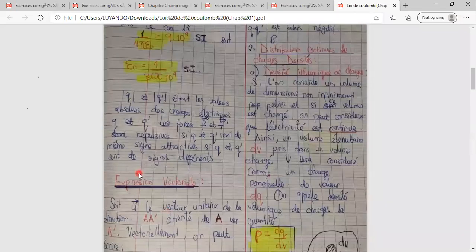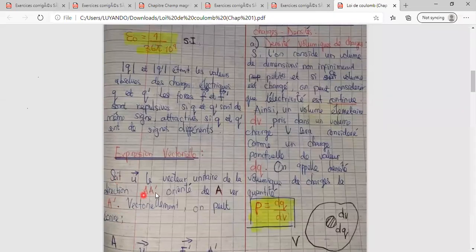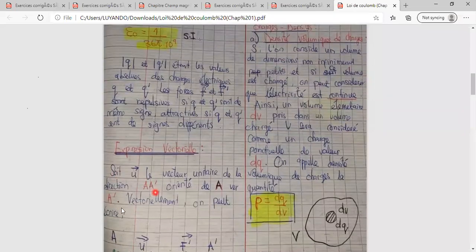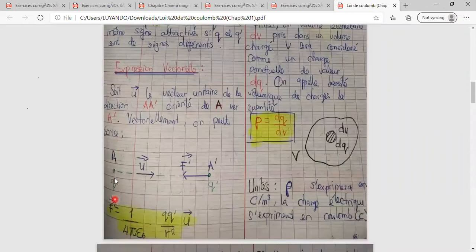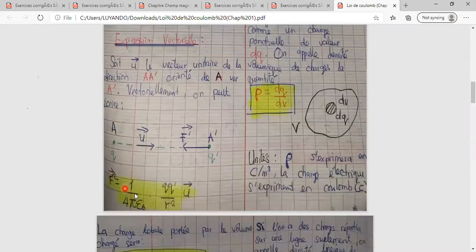Then expression vectorielle, we have u, le vecteur unitaire de la direction A to A prime. So from A to A prime, that's our direction u, which is the direction of the force. If we're moving from A to A prime, orienté de A vers A prime, vectoriellement on peut écrire, this is what we have here. So we have F prime equals this, in the direction u.